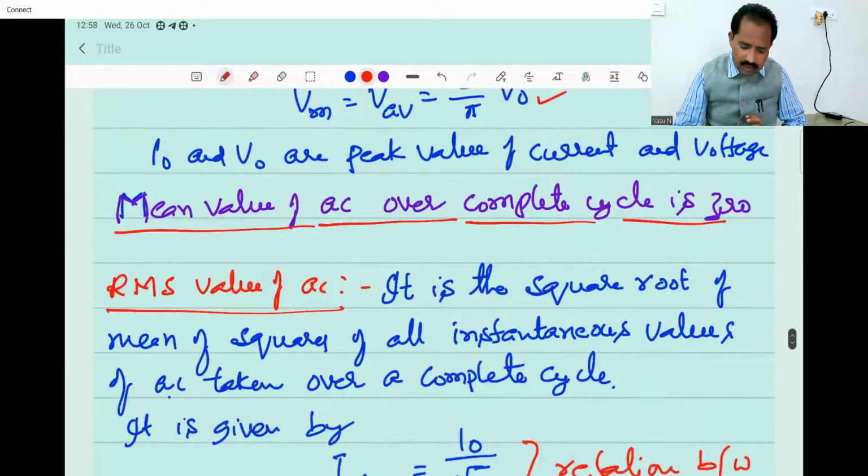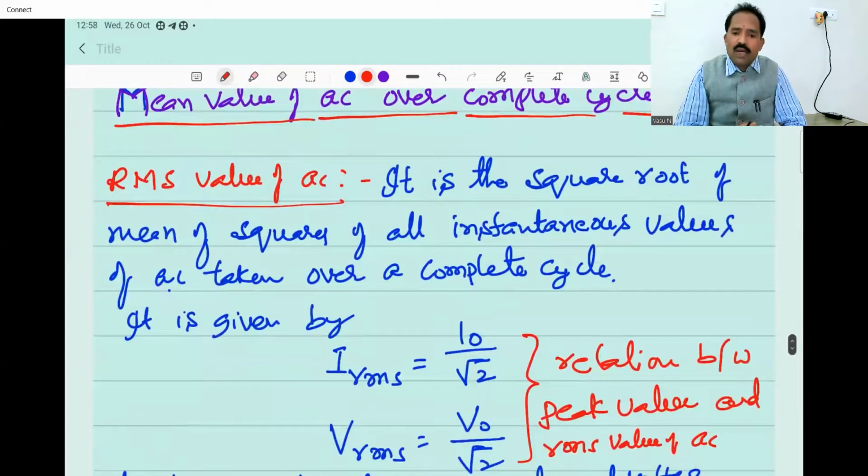Okay, done. We shall see another important definition, the RMS value of AC. Now, what is called the RMS value? There are different definitions for the RMS value of AC. One of the definitions is: it is the square root of the mean of squares of all instantaneous values of AC taken over a complete cycle. So, for one mark, define the RMS value of AC. You must write down the full sentence. Only if you write it completely will you get the mark, otherwise you will not get any mark. That is the definition; write it as it is.